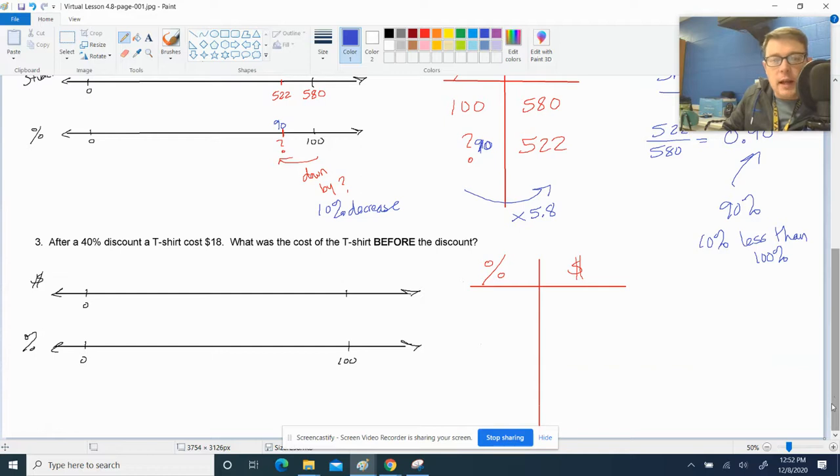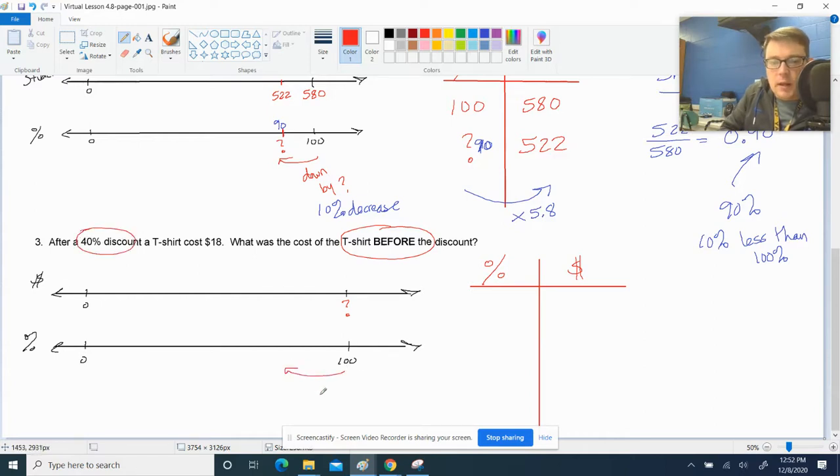All right, let's look at the last problem that we have involved here. So after a 40% discount, a t-shirt cost $18. And we want to know what the cost of the t-shirt was before the discount even started. We haven't done one like this where we don't know the before price. We don't know what that was when it cost 100% of its value. We just know that 40% has been taken off.